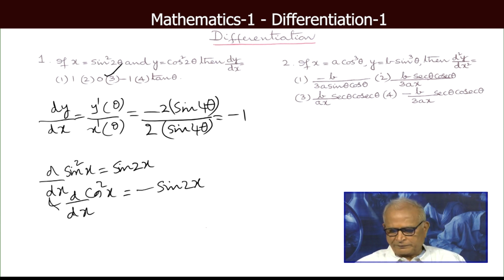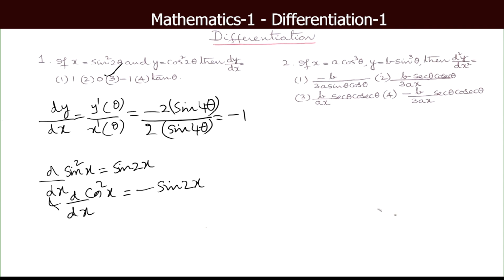Hope I am clear. Now, coming to the second question, this is also a function defined by means of the parameter theta. Both x and y coordinates of any point on the graph of y equal to f of x are given in terms of theta. This is also called parametric differentiation: differentiation of functions defined by means of a parameter. Both the dependent and independent variables are defined in terms of theta. So, once again dy dx is y dash at theta by x dash at theta.